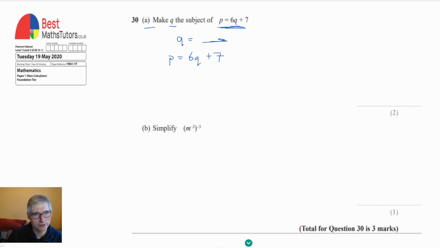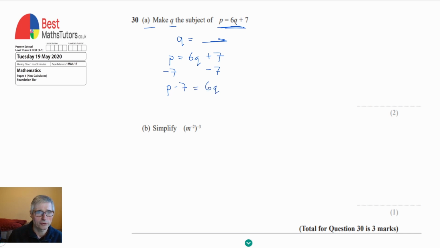And I can try and get rid of everything that's on the same side as Q, so it's on its own. And the first thing I'm going to do is get rid of this plus 7. So I'm going to take away 7 from both sides. And that leaves me with P minus 7 equals 6Q.